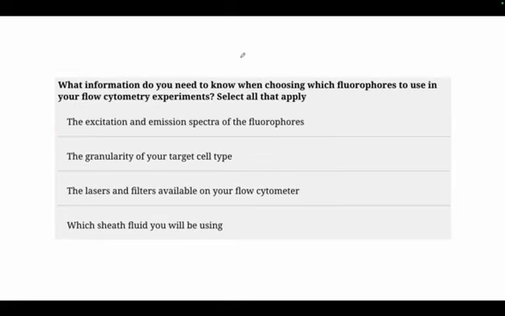What information do you need to know when choosing fluorophores to use in flow cytometry? So what we should know is obviously the excitation and emission spectra of the fluorophores, and we should also know which lasers and filters are available on the flow cytometer, right? Because there's no point in choosing a fluorophore which we cannot then detect in a flow cytometer.